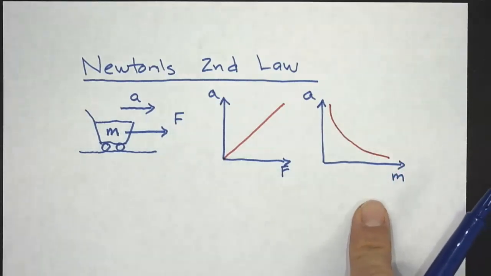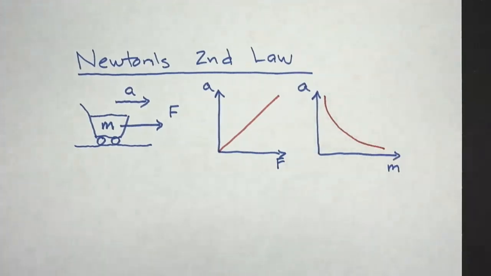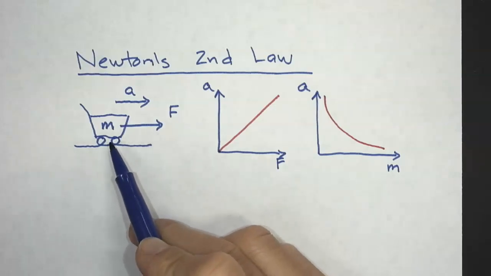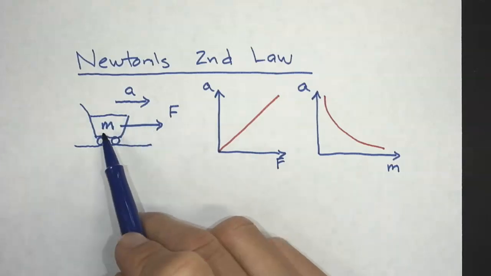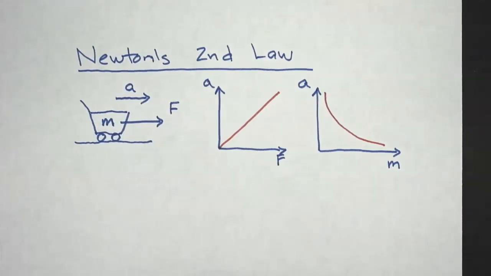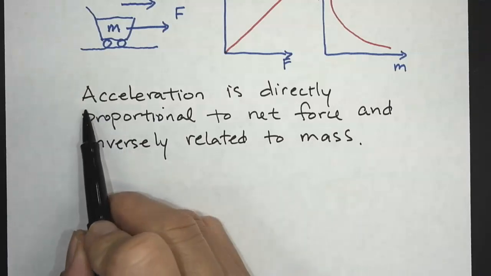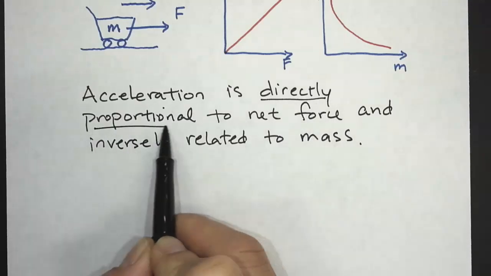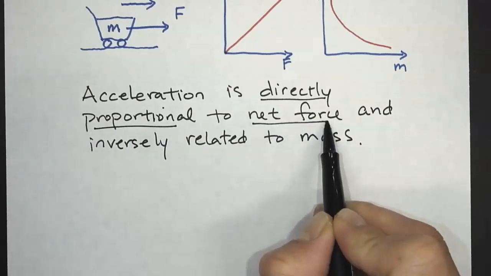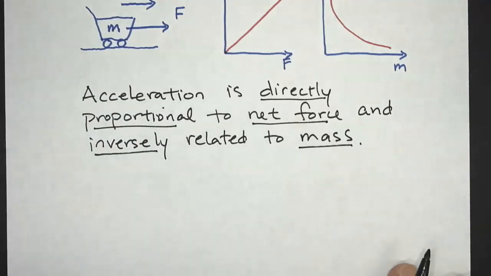So this is called an inverse relationship. As the mass increases, the acceleration decreases, and that should make sense with the grocery cart analogy. You're pushing on this grocery cart, you put in more items in here. If you push with the same force, you're going to get a smaller amount of acceleration. So we can write this relationship as follows. Acceleration is directly proportional to the net force, and it's inversely related to the mass.